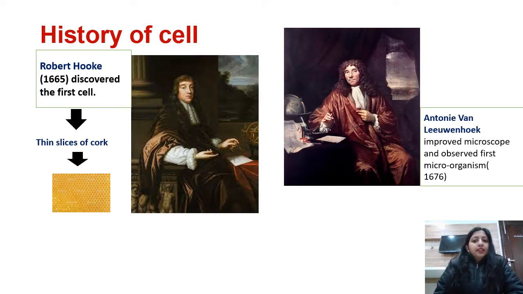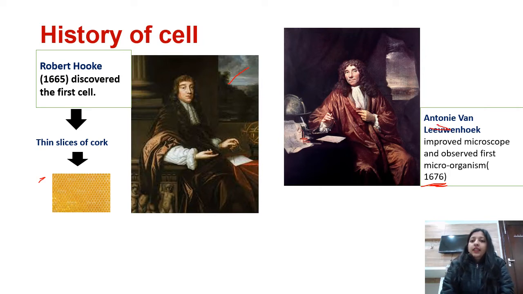Talking about its discovery, it was first discovered by Robert Hooke in 1665. He observed thin slices of cork under a self-made microscope, and he observed honeycomb-like structures. There were small room-like compartments, which he later called cells. Later on in 1676, another scientist improved the quality of the microscope and observed the first ever living cell. His name was Anton von Leeuwenhoek.